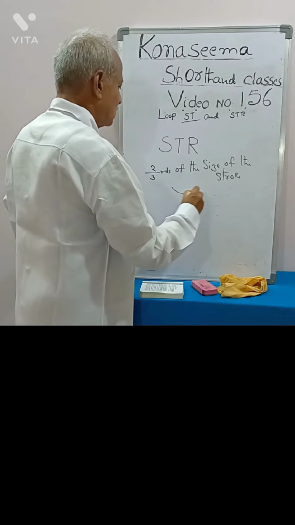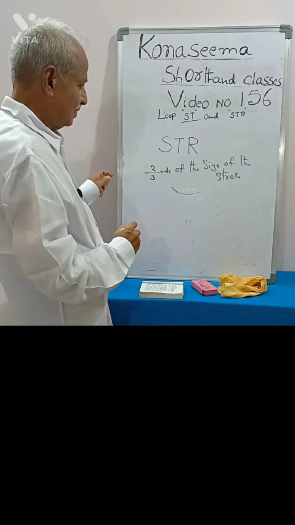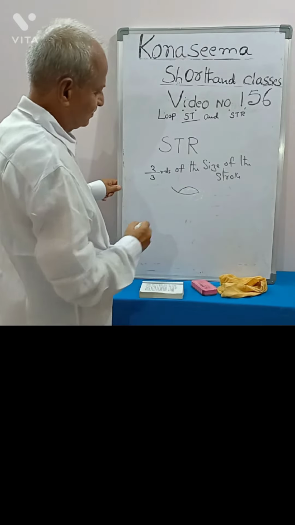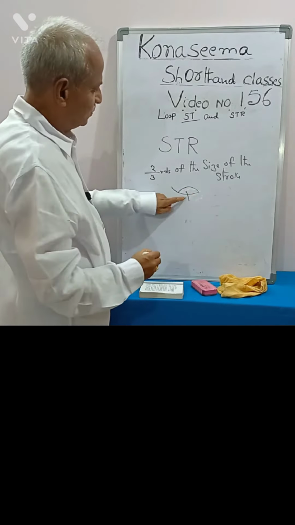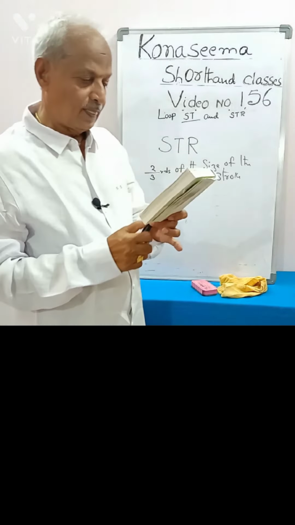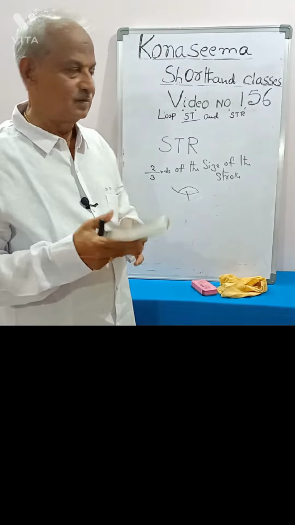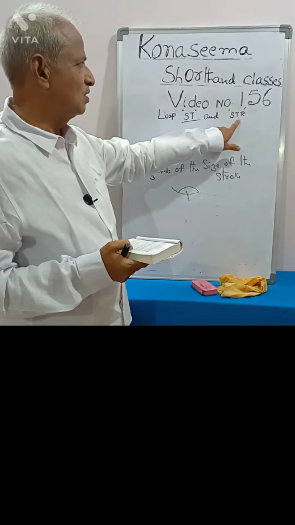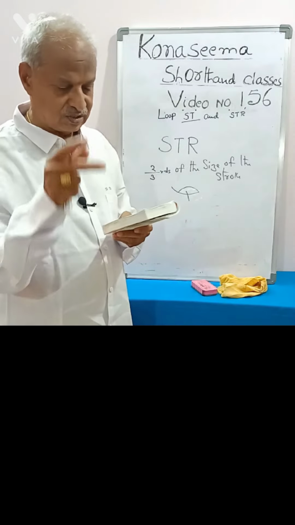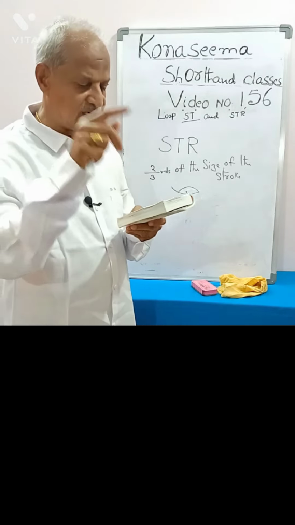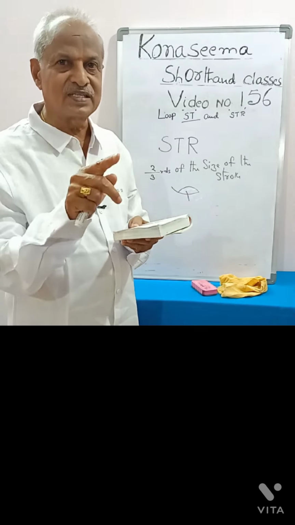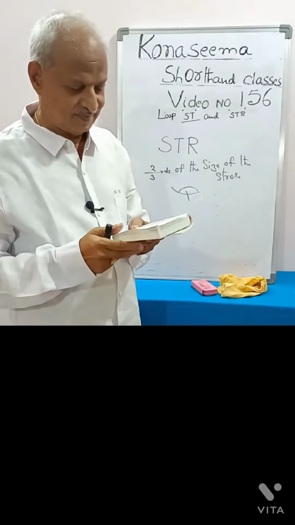You see, N is there. Two-thirds. This is half, this is two-thirds. We have to write it. You see here, a large loop. This is a small loop. This is called a large loop. A large loop extending two-thirds of the length of the stroke to which it is attached represents a stir.